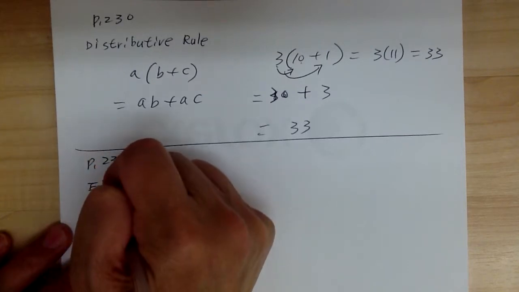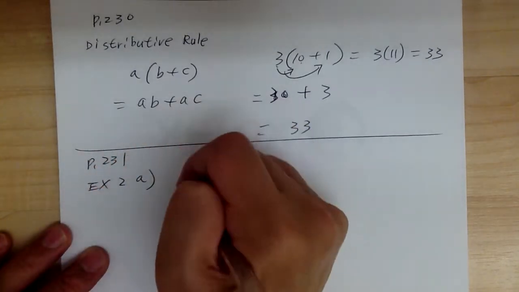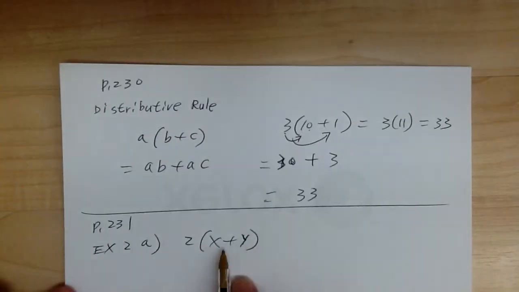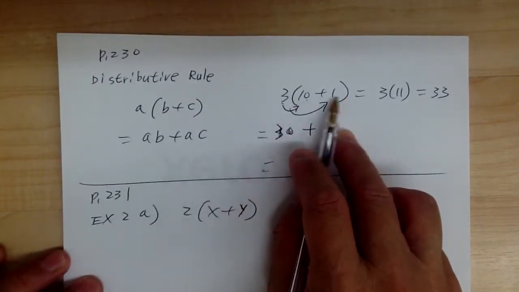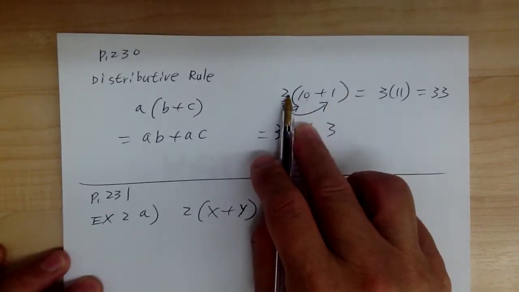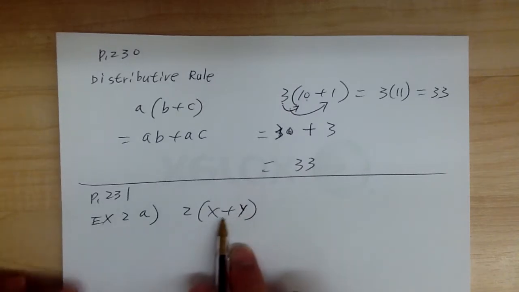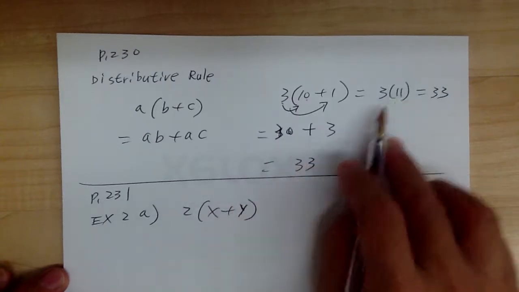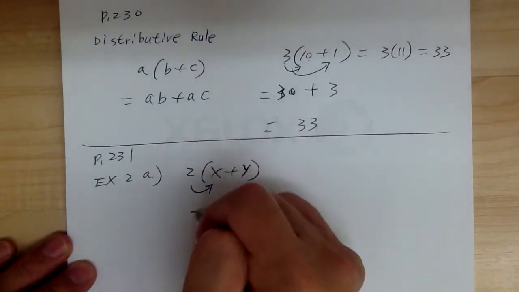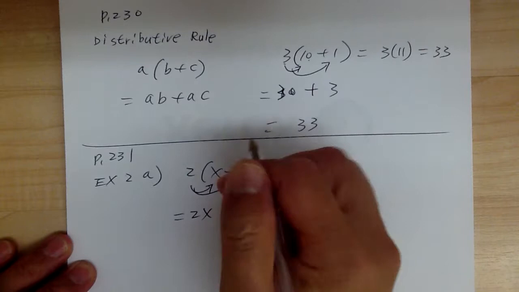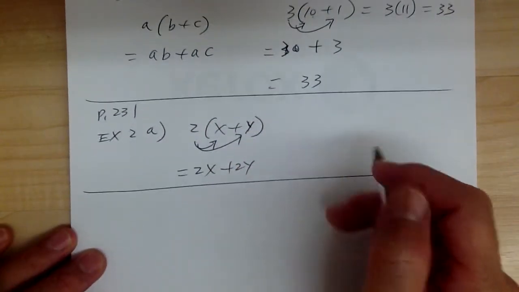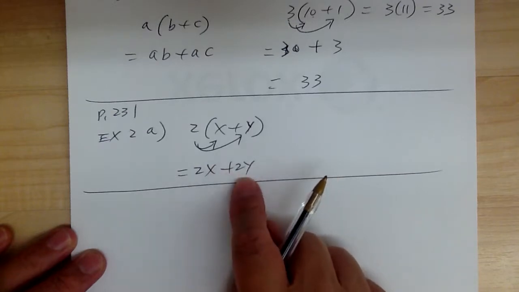On page 231, example 2A, you have 2 times the quantity x plus y. The reason you need to learn the distributive property is that if numbers are given, you can add first and multiply. But in this case, your variables are given, so you cannot add first. You have no choice. You have to use the distributive method. So you just multiply, so it will be 2x, distribute, plus 2y, and that's your answer. This is not a number, so you don't have to box your answer.